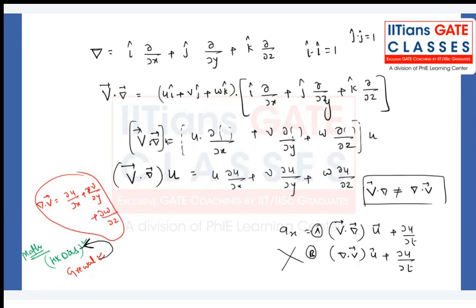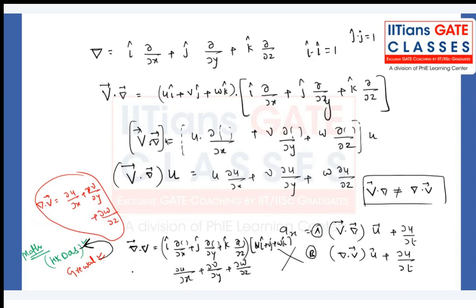No, that property will not be valid here. As I mentioned, you can verify del dot v. You can write i dou by dou x plus j dou by dou y plus k dou by dou z, and multiply with ui plus vj plus omega k. Here i dot i will be 1, so it will be dou u by dou x plus dou v by dou y plus dou omega by dou z. This is del dot v.